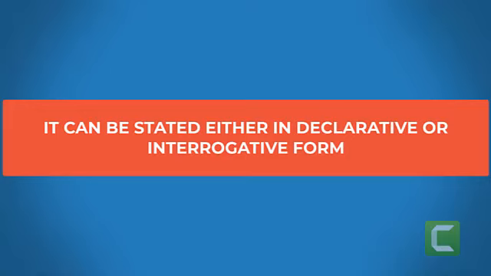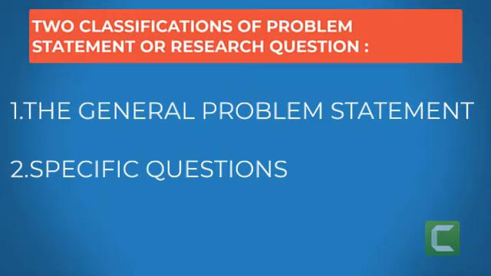A statement of the problem is a concise description of the issues that need to be addressed by the researcher. It can be stated in one main statement or it can consist of a major or main problem with sub-problems. The problem should be defined in terms of the data that can be obtained. There are two classifications of problem statement or research question: the general problem statement and the specific questions.